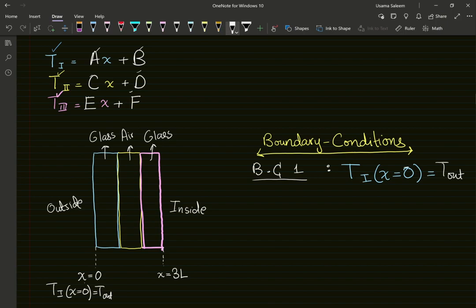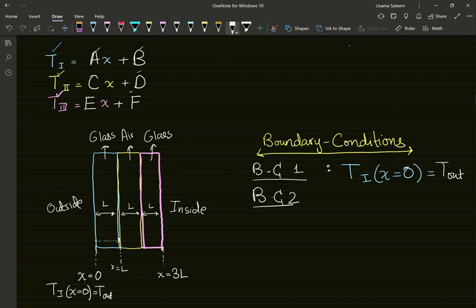Next up, I need my next boundary condition. In order to keep track of your boundary conditions, you have to physically look at the picture. At x equals 0, if we start moving, where's the next boundary that we encounter? We encounter this boundary at x equals L. Keep in mind, L is the width, the thickness of each of these domains.